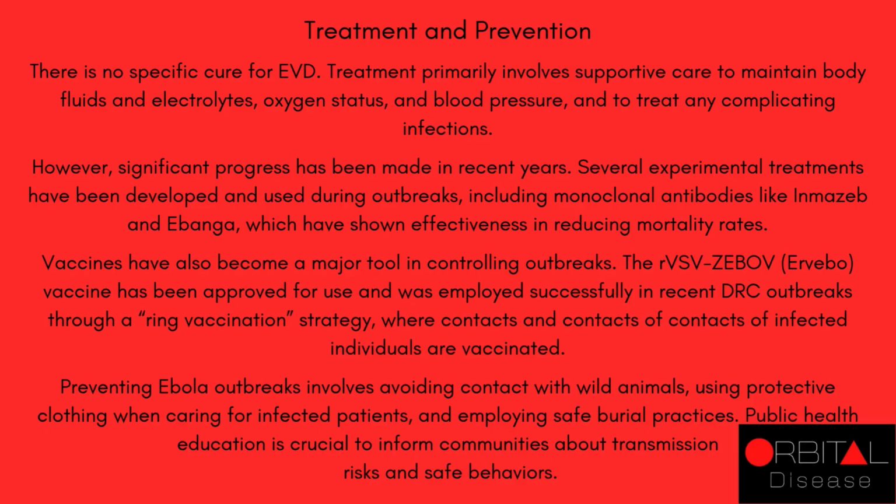Vaccines have also become a major tool in controlling outbreaks. The rVSV-ZEBOV, ERVEBO, vaccine has been approved for use and was employed successfully in recent DRC outbreaks through a ring vaccination strategy, where contacts of infected individuals are vaccinated. Preventing Ebola outbreaks involves avoiding contact with wild animals, using protective clothing when caring for infected patients, and employing safe burial practices. Public health education is crucial to inform communities about transmission risks and safe behaviors.